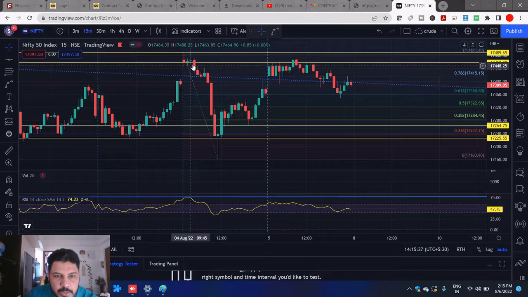The moment it breaks the low, I'll go short here, and what will be my stop loss? It will be above this candle. So my risk is defined. I know my risk. If it breaks, I'm wrong, then it goes up. But if I'm right, see the kind of money I'll make.